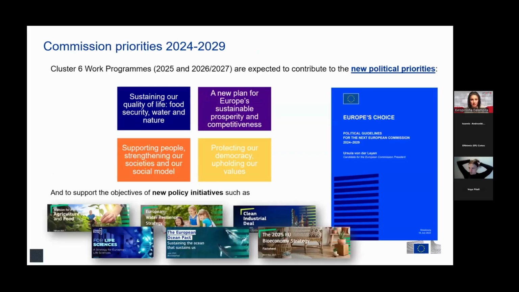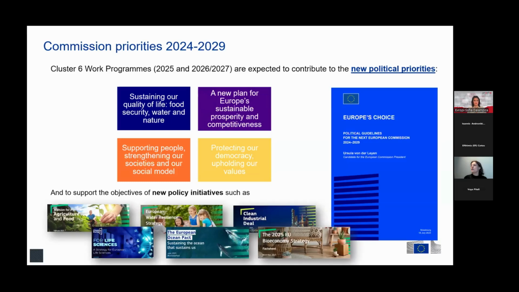And then just to specify that on top of this strategic plan that was adopted at the beginning of 2024, we had a change of Commission by the end of 2024. So that also put another layer on the work program 26-27, because there were new political priorities adopted. The one that's the most relevant to cluster 6 is sustaining our quality of life, food security, water, and nature. So a lot of these calls for proposals contribute to this political priority.